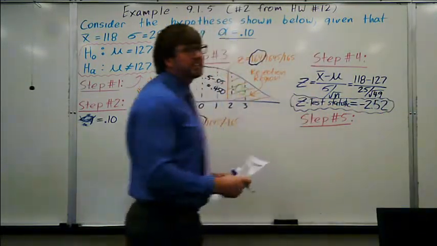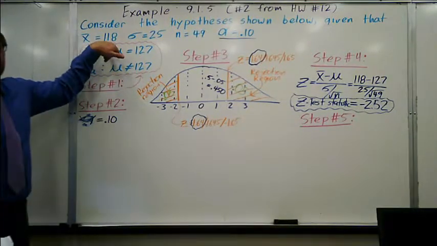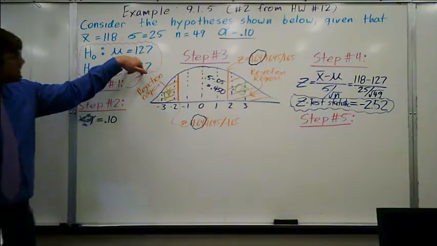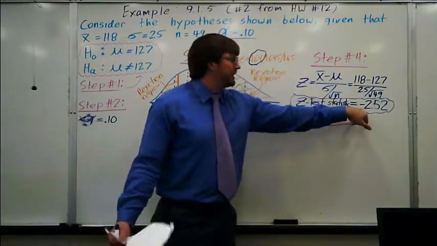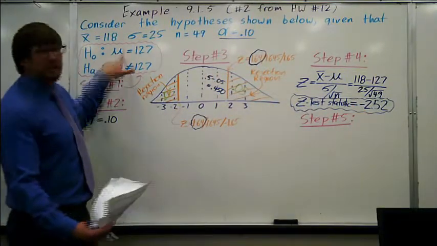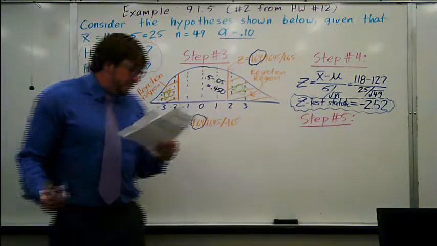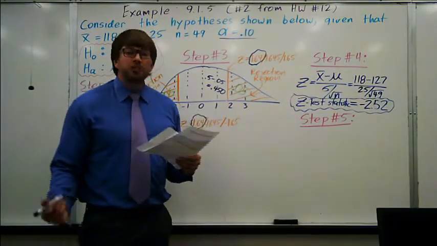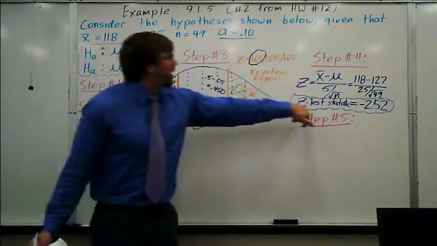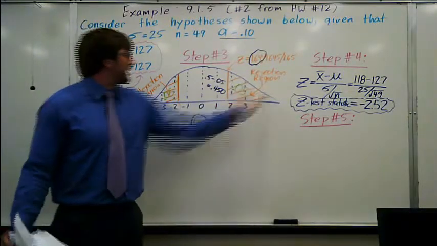That should make sense, right? Because, of course, the value of 118 is well below 127, so it makes sense we would have a negative z-value, right? Because it's below our hypothesized mean. All right, now finally, for step number 5, we just want to make a decision based on where our z-test statistic falls, whether it falls in one of the rejection regions.